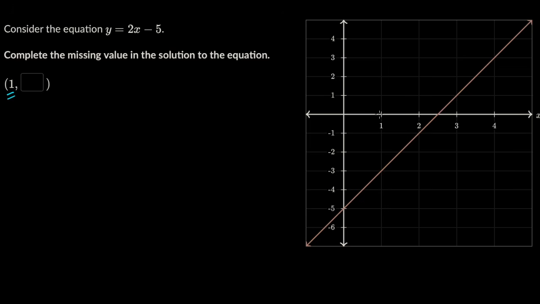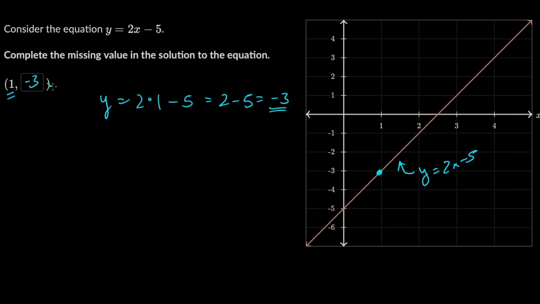So when x is equal to 1, we can see that, assuming this is the graph of y is equal to 2x minus 5, what does it look like y is equal to? It looks like y is equal to negative 3. But let's validate that using the technique I just said. So if we say y is equal to 2 times 1 minus 5, that is equal to 2 minus 5, which is indeed equal to negative 3.